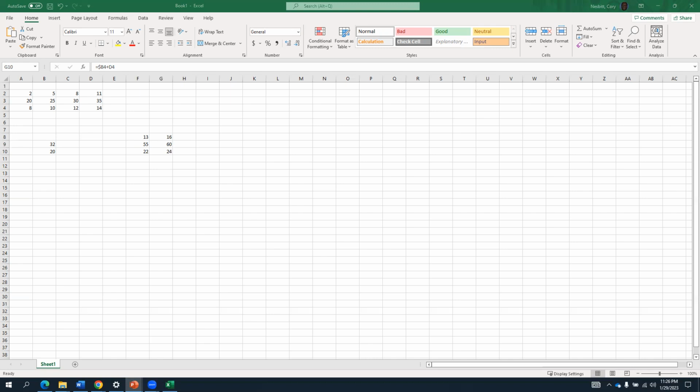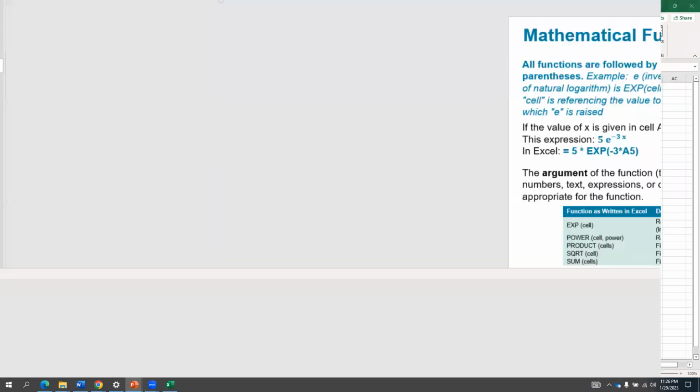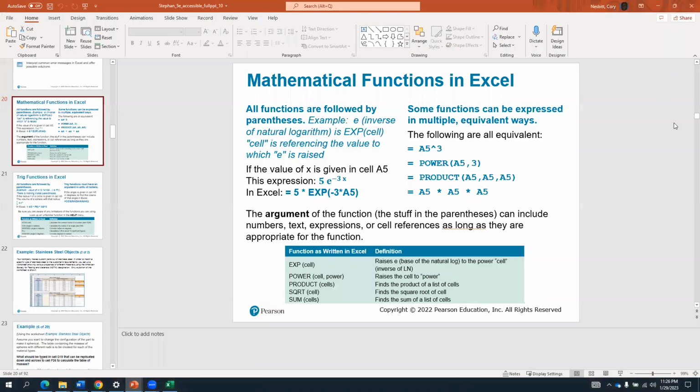Now, let's discuss a couple formulas or mathematical functions in Excel. Excel, again, very powerful tool, right? So you can do examples of functions. You can use the inverse of a natural logarithm, and the expression is EXP, right? So you'll go equal EXP in the cell. The cell is referencing the value to which E is raised.